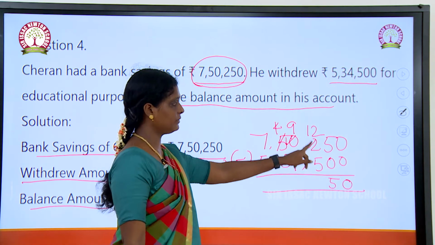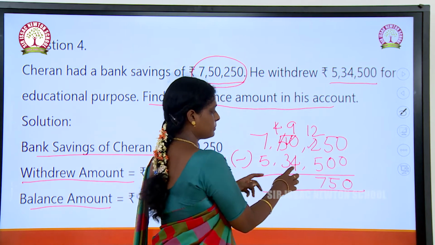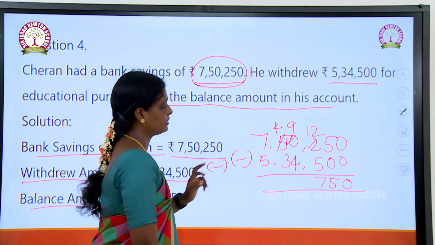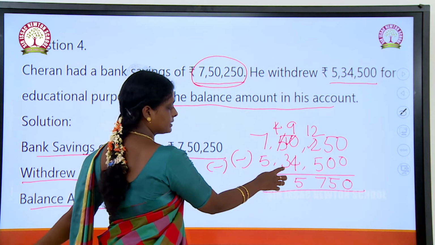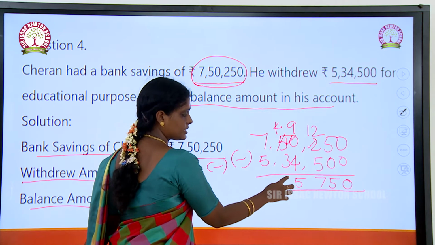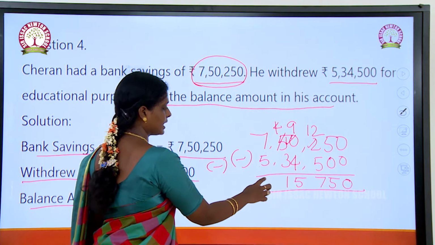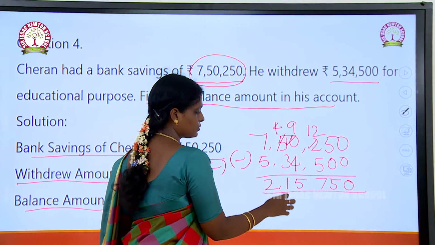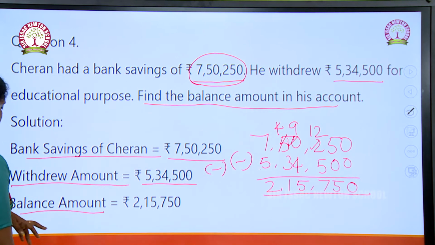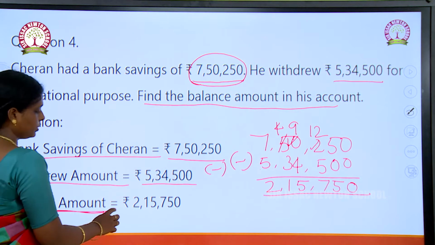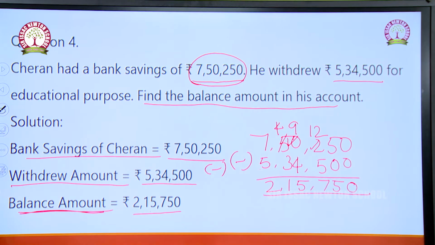We subtract 5 from 12, you will get what? 7. Now we have to subtract 4 from 9. What will you get? 5. And here you have to subtract 3 from 4, which is 1, and you have to subtract 5 from 7, you will get 2. So he will have a balance amount of 2,15,750 rupees. Okay.